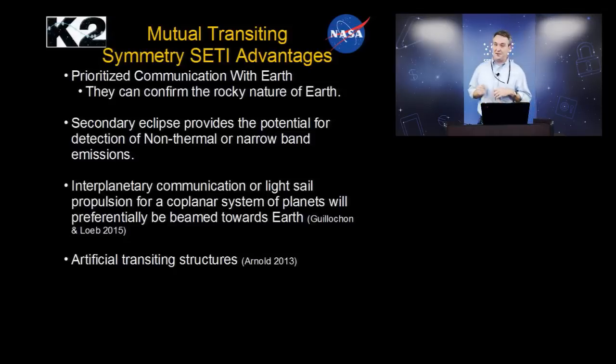That may suggest these systems on these ecliptic aligned orbits may be prioritizing communication with Earth. That is purely conjecture, but it gives you some arguments for why they may be trying to communicate with us. We may be able to see them since, if their systems are coplanar, we detect an inner planet. We won't be able to find their habitable zone planets with K2.